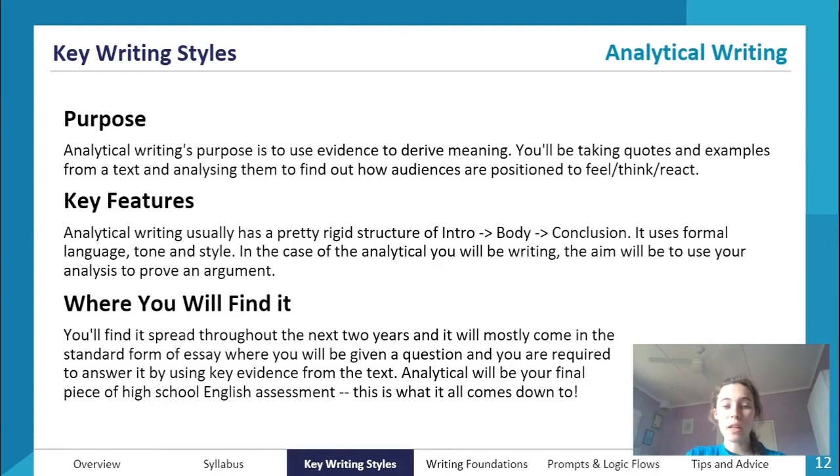So where you'll find it's spread throughout the next 2 years, and it mostly is going to be an essay where you've given a question and you're required to answer it using the key evidence from a text that you've been studying. So often we see texts like Macbeth and Hamlet and things like that from Shakespeare. And you can also find a list of texts, I believe, on the QCAA website as well. So you can see what possibilities there are out there in terms of the texts that you could be given at school. And as I mentioned, the analytical essay will be that final English assessment.